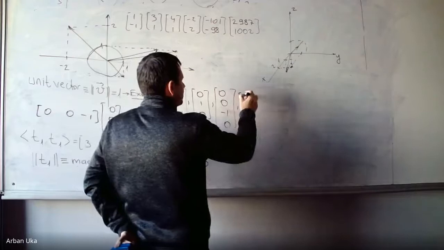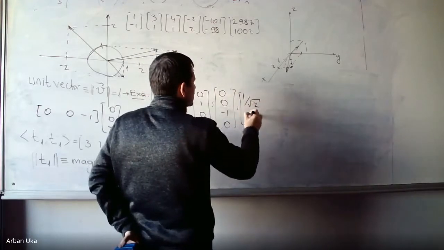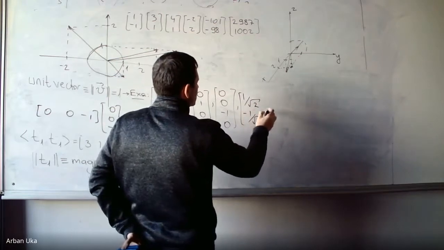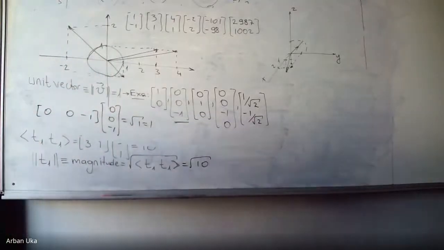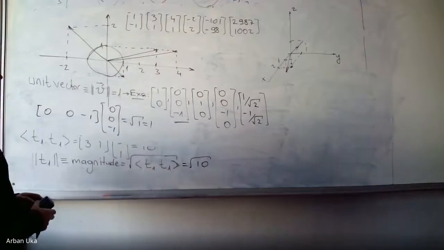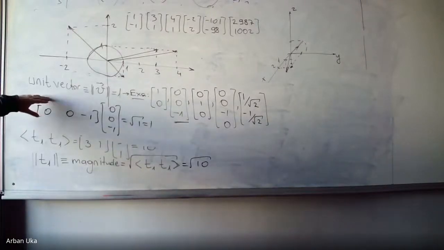Also, we can have 1 over square root of 2, minus 1 over square root of 2. Okay, this is also a unit vector. We can check if this is true. You can do this on your own. But now, so we define the unit vector.